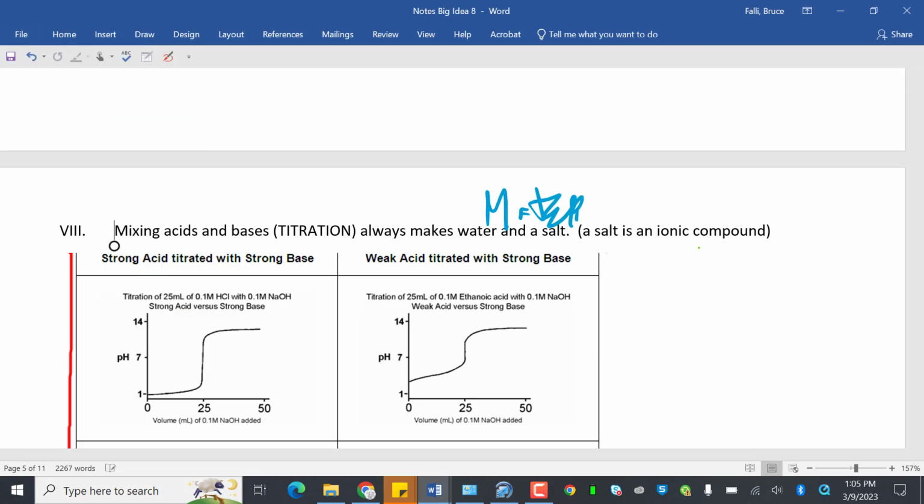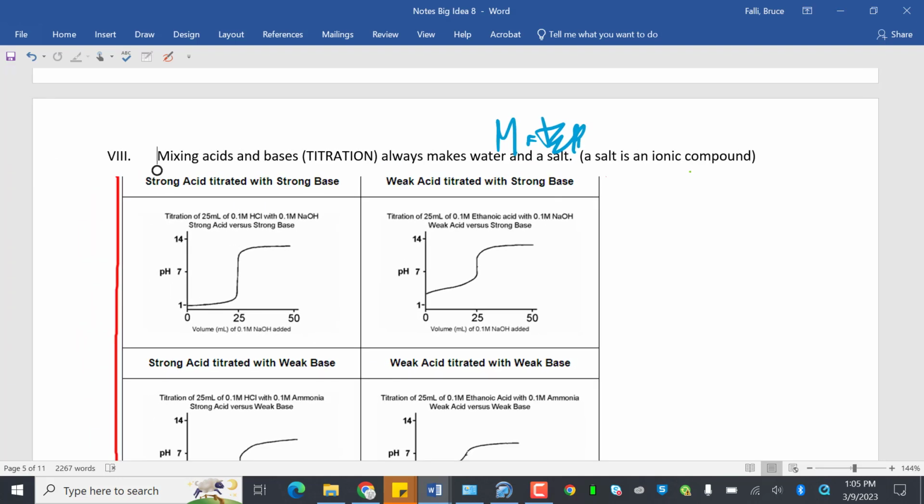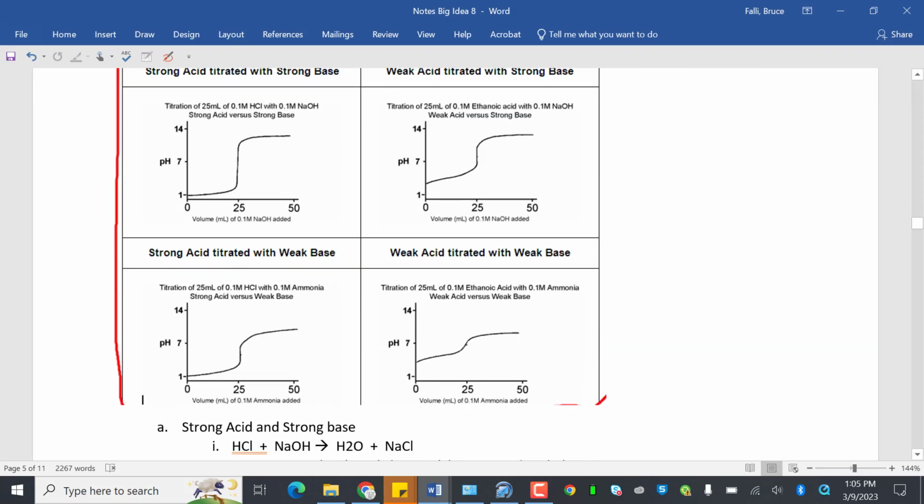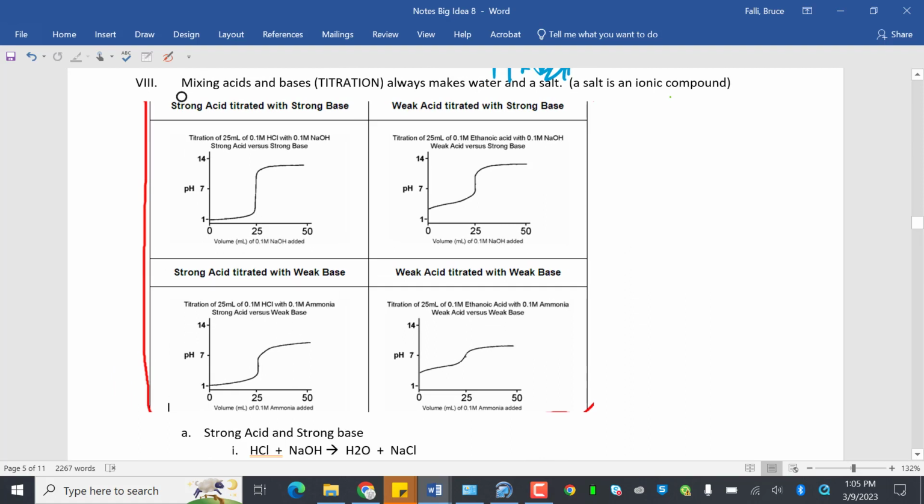Let's get started with titrations. Mixing acids and bases, which are titrations, always makes water and a salt. A salt is an ionic compound. Here are four basic types of titrations that you're going to see.